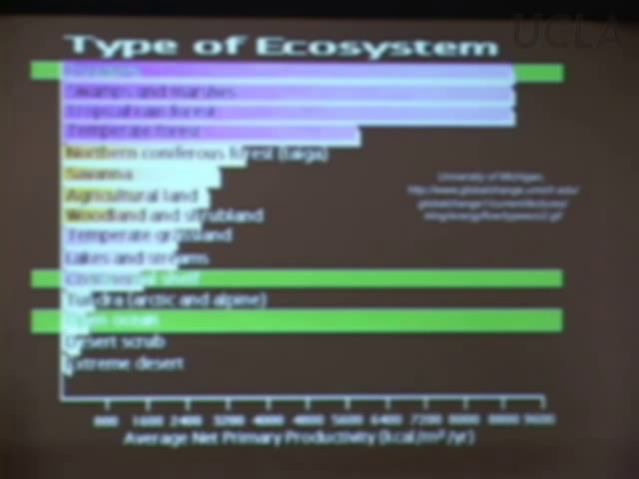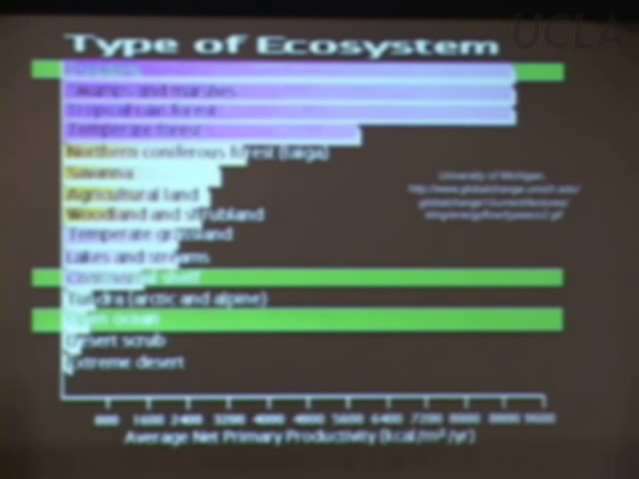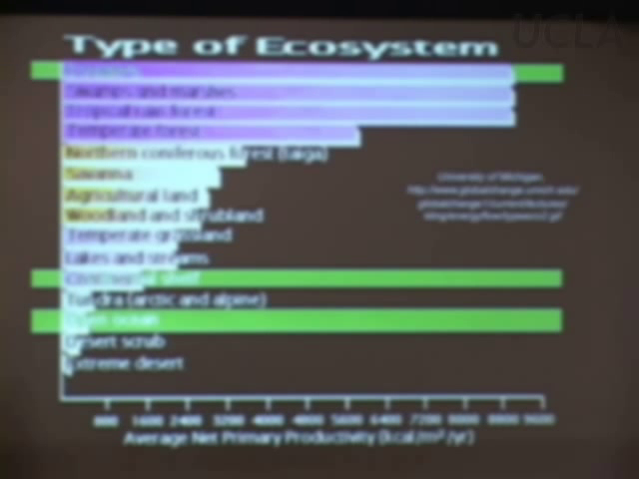Now, it turns out that the open ocean plays a significant role in the global budget of photosynthesis, even though it's not a terribly productive part of the ocean square meter by square meter. It makes up so much of the surface of the Earth that small productivity gets integrated over a very large area and ends up being quite important for the global budget.